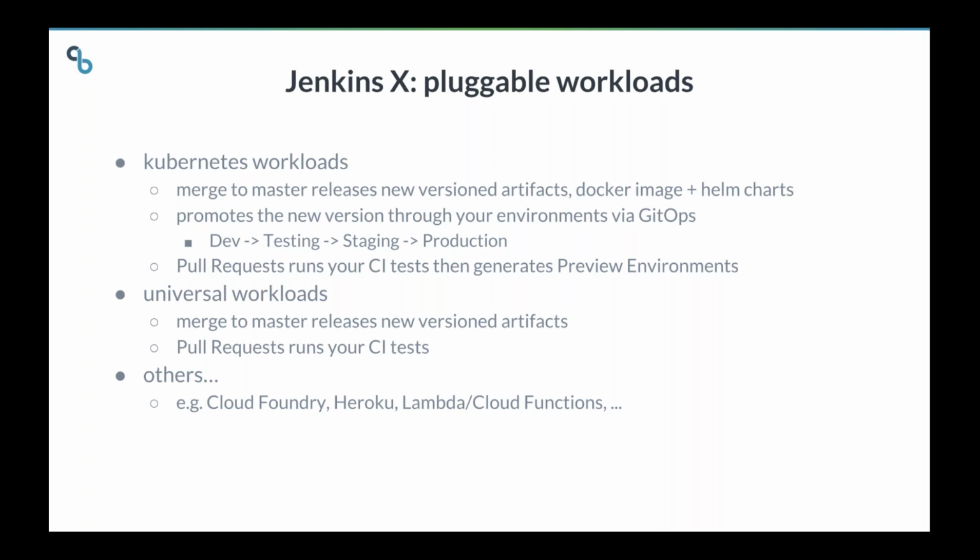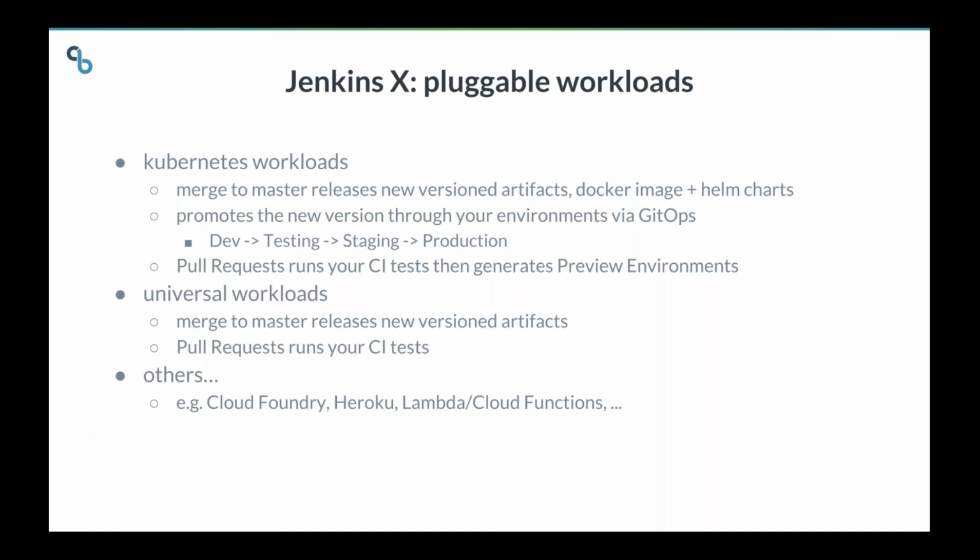So a particular application might run in production. If you wish to upgrade to a new version of that application in production, we'll automatically generate a pull request or a commit that will request a change of the version of the application. You'll see all of this in a demo later today. So that's the Kubernetes workloads.